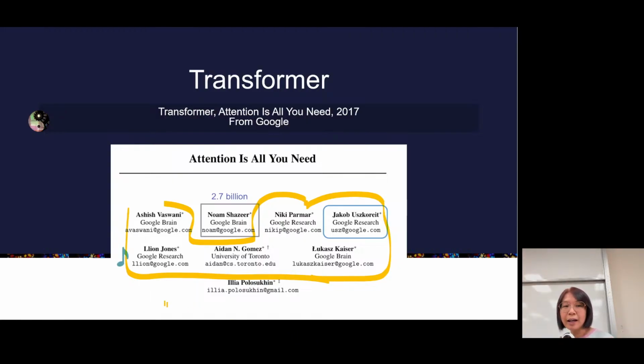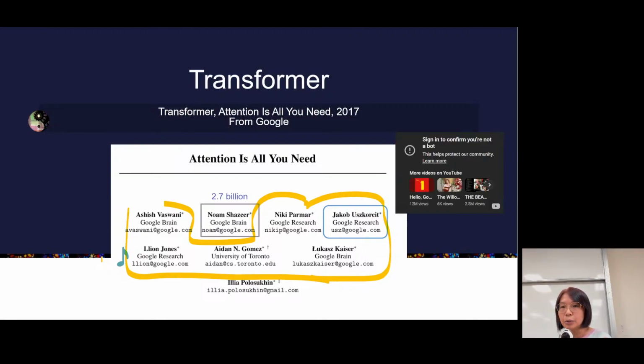Okay, so I put a mark right here. This paper is called Transformer, Attention Is All You Need. Why is it like that? Oh, I don't have it, because there's a song from the Beatles. Unfortunately, I cannot access it. Beatles.